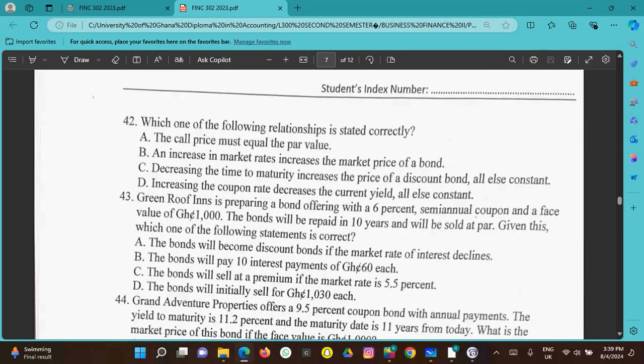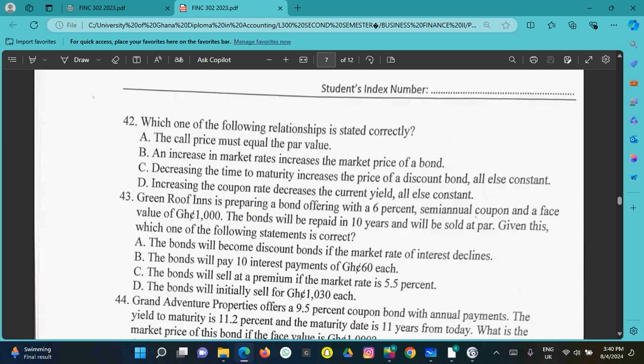42. Which one of the following relationships is stated clearly? So the coupon price must be equal to the par value. An increase in market rate increases the market price of a bond. Decreasing the time to maturity increases the price of a discounted bond, all else equal. And D, increasing the coupon rate decreases the current yield. All else constant.